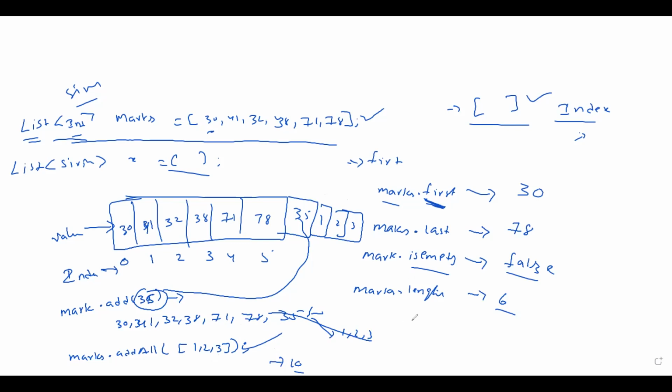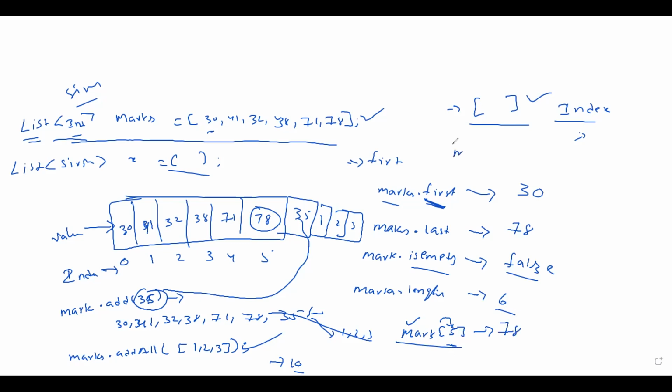I want to get the 78. How can you get the 78 value? Marks of 5. Here marks is the variable name, and this is the index we are passing. In the fifth index, what value is there? In the fifth index, 78 is there.